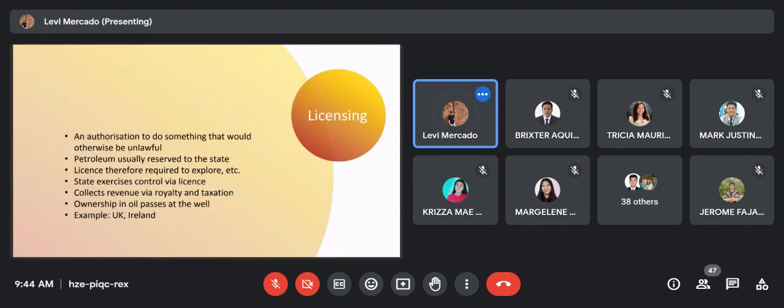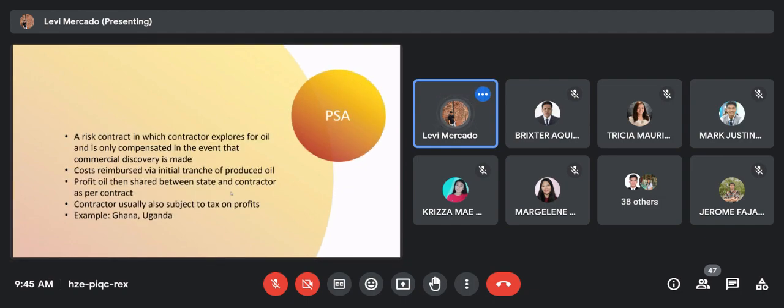Skip muna natin yan. So, sa licensing, licensing is an authorization to do something that would otherwise be unlawful. Petroleum is usually reserved to the state. License therefore required to explore and exploit oil reserve here in the Philippines. Collects revenue via royalty and taxation, and ownership in oil passes at the PSA. Ano naman sinasabi dito sa PSA?